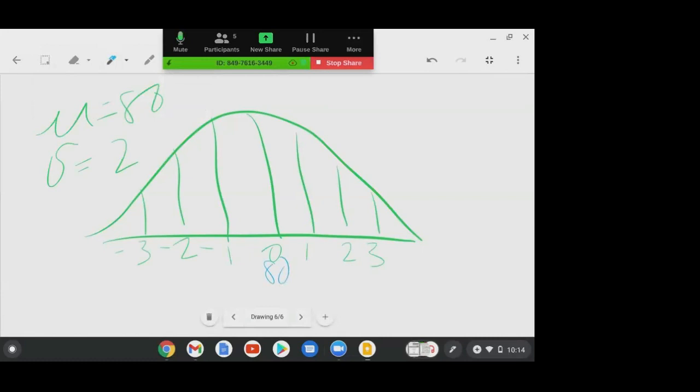And then I'm going to move by my standard deviations. So one standard deviation is 2. So I'm going to move by 2, and then I'm going to move by 2 more and by 2 more. Then over here, I'm going to subtract. So I'm going to minus 2 more, and minus 2 more, because 2 is our standard deviation. Does that make sense for everyone so far? And if it doesn't, please let me know.